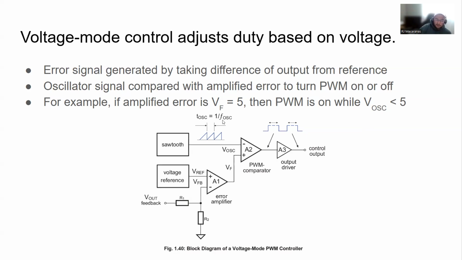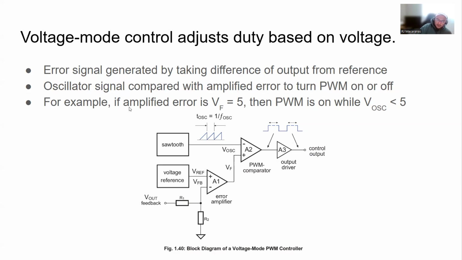Yeah, okay. So typically within the controller circuitry we have a reference. Well, not necessarily a reference. This is kind of like an oscillator, we call it, and it's just being compared to our amplified error, and then based on where we are in this sawtooth waveform, it's going to set the output PWM on or off.